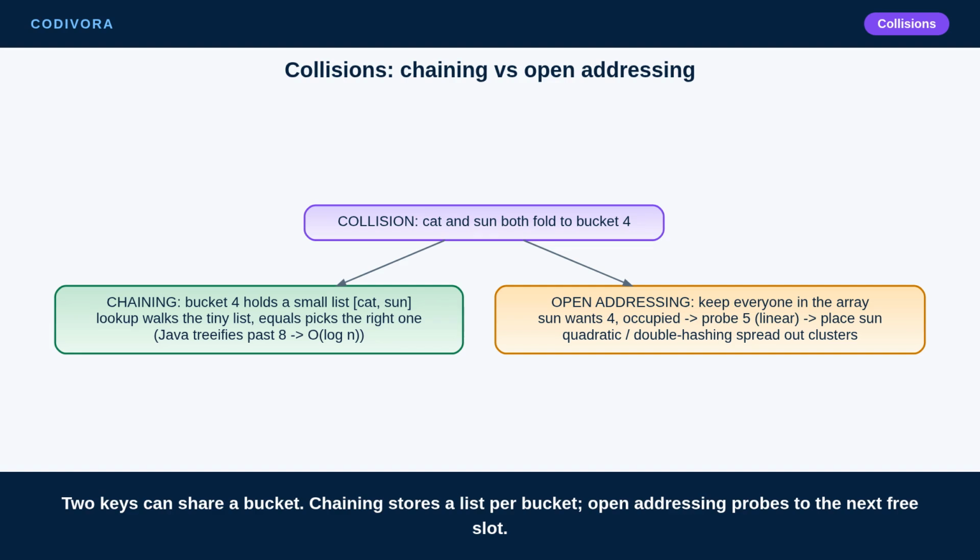Chaining. Each bucket holds a tiny list, so cat and son just sit in bucket 4's list, and lookup walks that short list. Java even upgrades a long list into a tree. So the worst case is log n, not n.